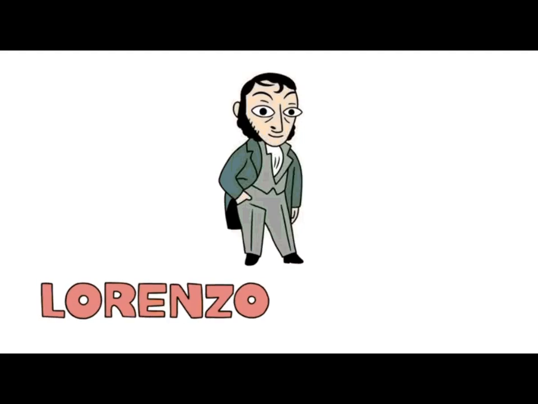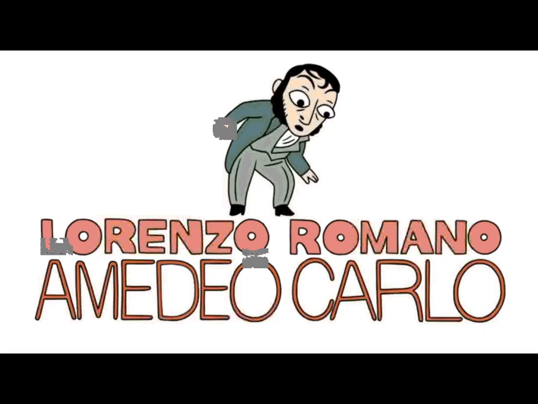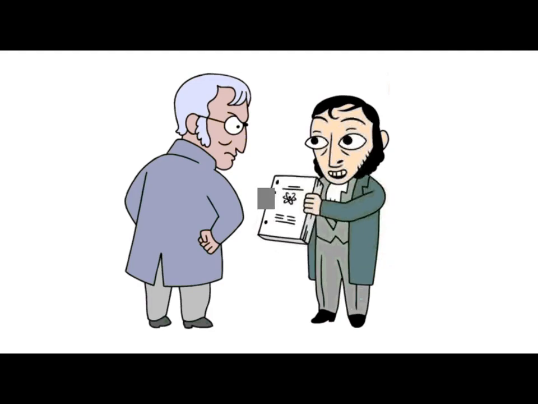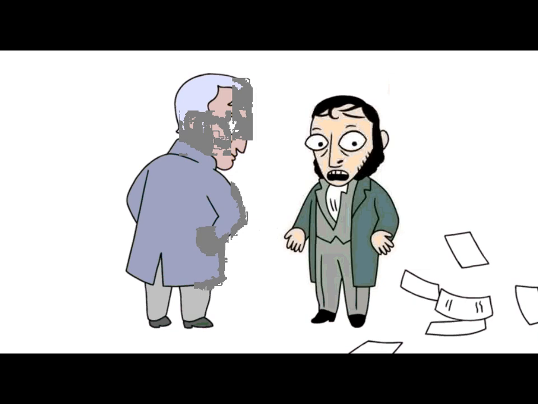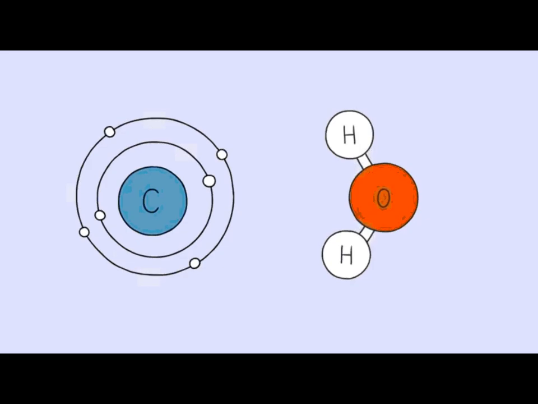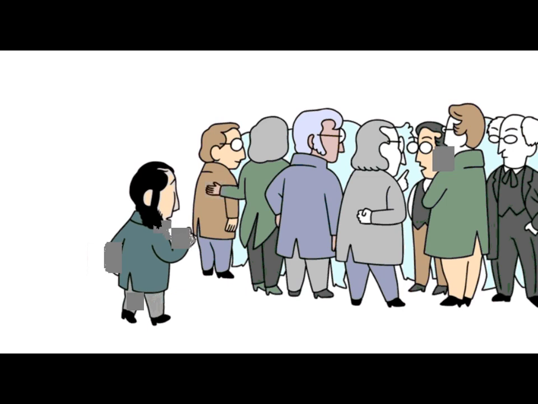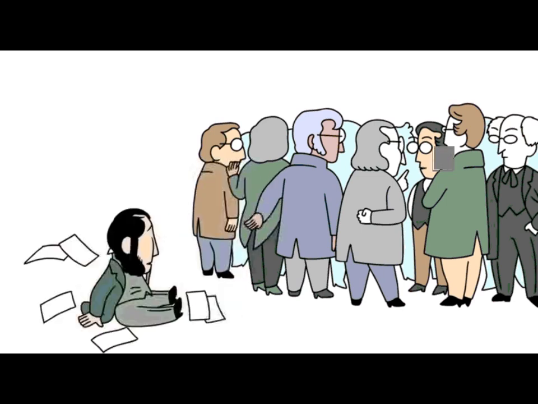His name was Lorenzo Romano Amadeo Carlo Avogadro. Wonder how long it took him to sign autographs. Unfortunately for Avogadro, most scientists didn't accept the idea of the atom, and there was no way to prove he was right. There was no clear difference between atoms and molecules. Most scientists looked at Avogadro's work as purely hypothetical and didn't give it much thought.